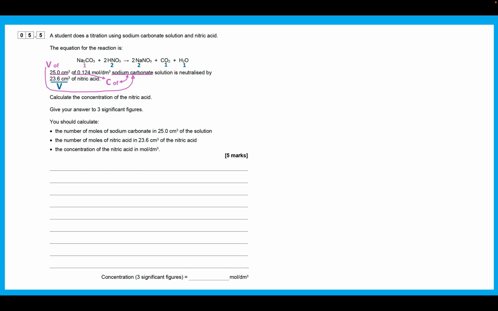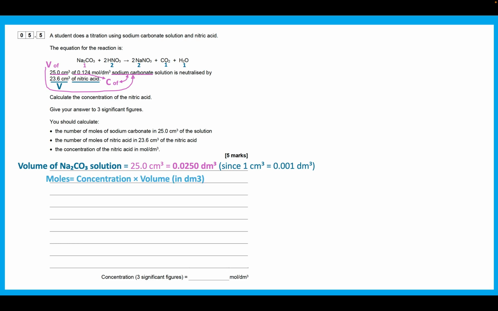Now, the volume of sodium carbonate is given in centimeters cubed, so it needs to be converted into decimeters cubed. We have 25 centimeters cubed equal to 0.0250 decimeters cubed, since 1 centimeter cubed equals 0.001 decimeters cubed, as we recalled earlier. Next, we will use the formula to calculate moles, which is concentration times volume, to find the moles of sodium carbonate.